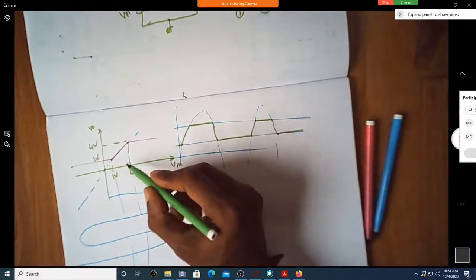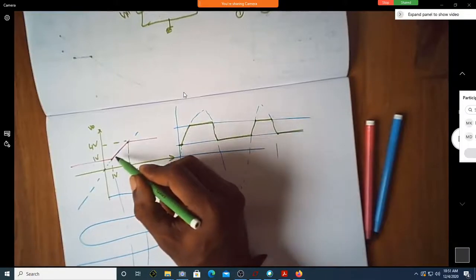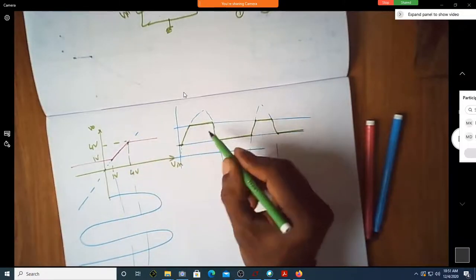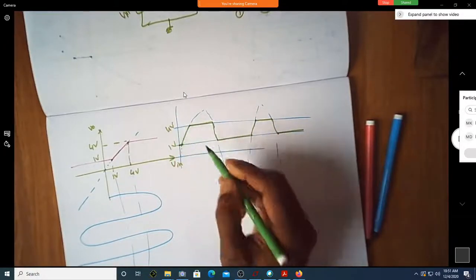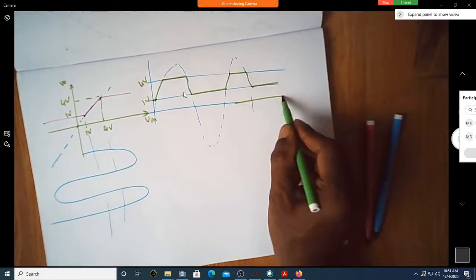If the input voltage is more than 4, it is 4 volt. If it is between 1 and 4, it follows. If it is below 1 volt, it is 1 volt. So this is 1, this is 4 volt.